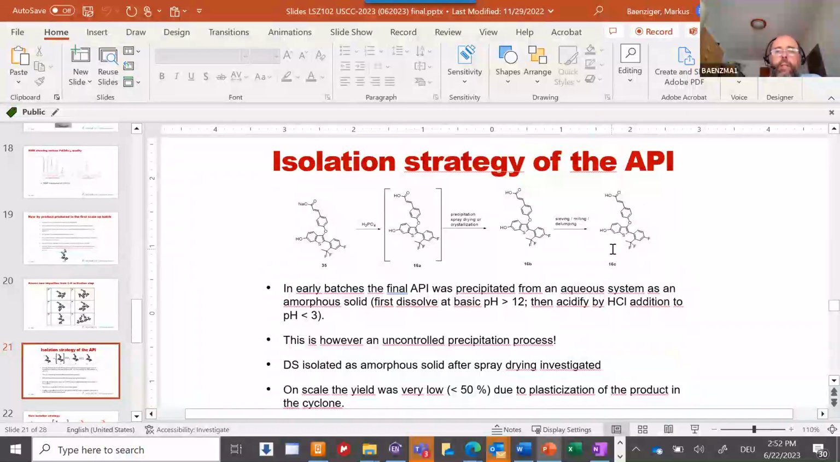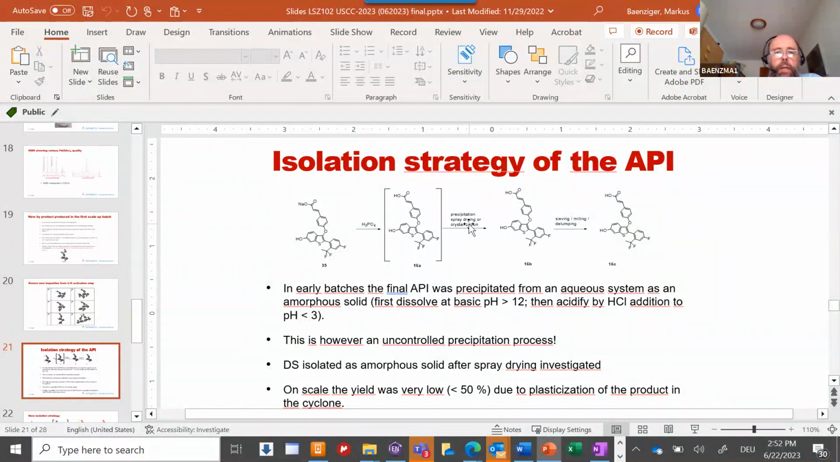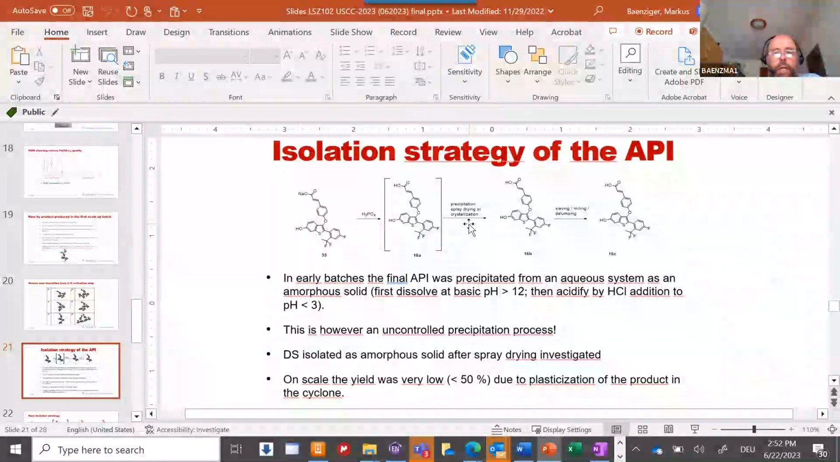The final isolation strategy of the API. So we started here from the monosodium salt of the drug substance. Then with phosphoric acid, it was acidified to the free acid and extracted with ethyl acetate. And then the ethyl acetate solution was isolated by spray drying.